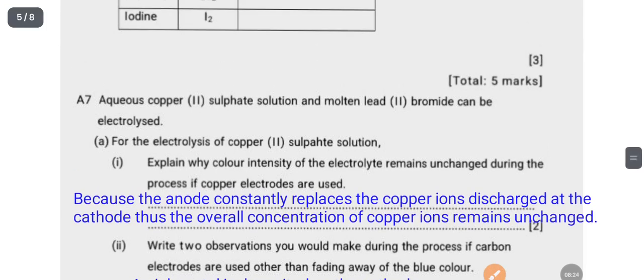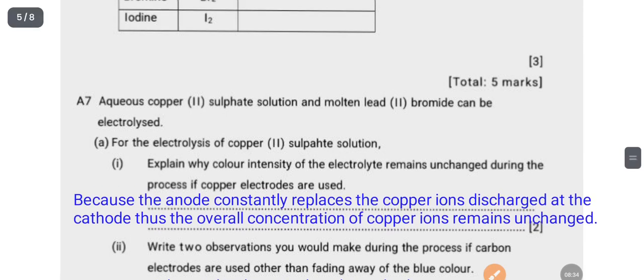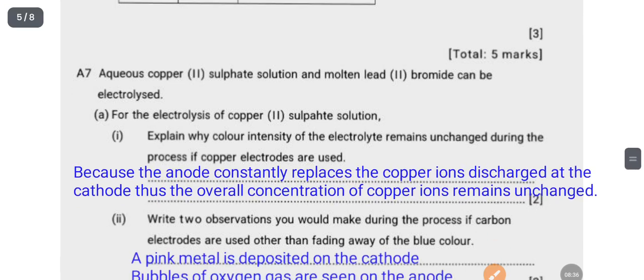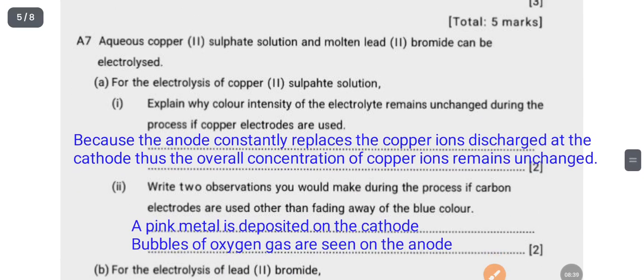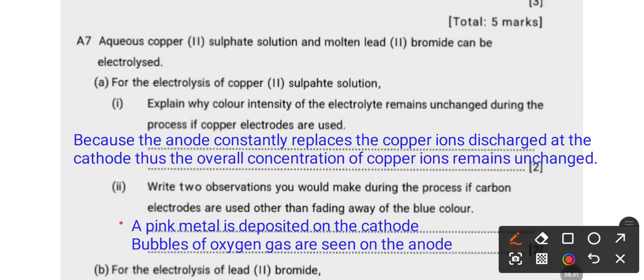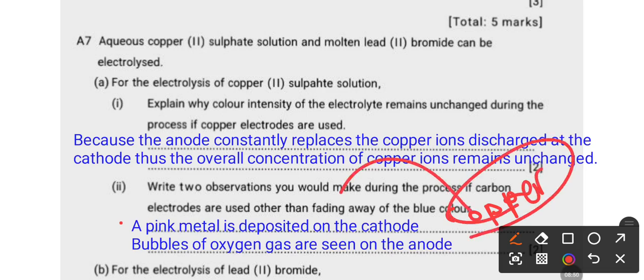Okay, next question. Write 2 observations you would make during the process if carbon electrodes are used, other than fading away of the blue color. So here, observation number 1 is that a pink metal is deposited on the cathode. Okay, copper. Remember, copper is pink. So it will be deposited at the cathode.